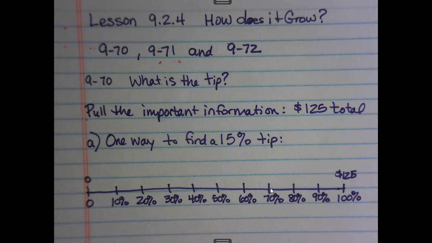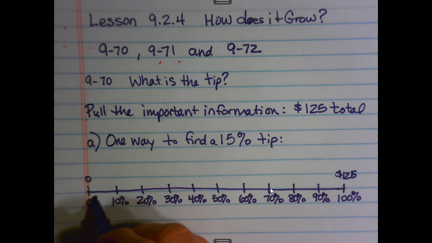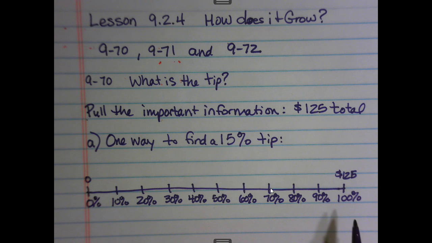And I'm on this percent ruler. The way that this works, if you recall, we have $0 down here with 0%. And at the other end, we have 100%. And the 100% of what we're working with today is $125.